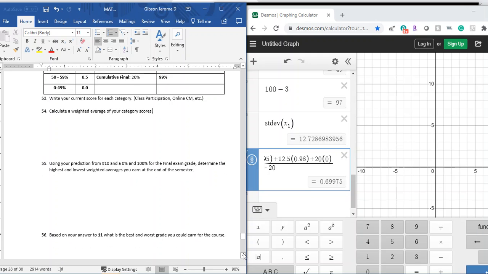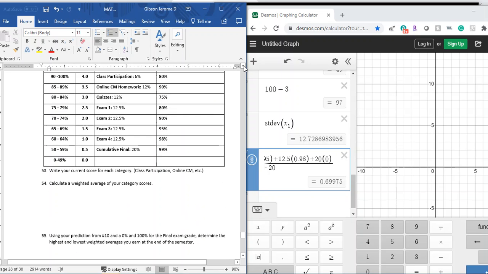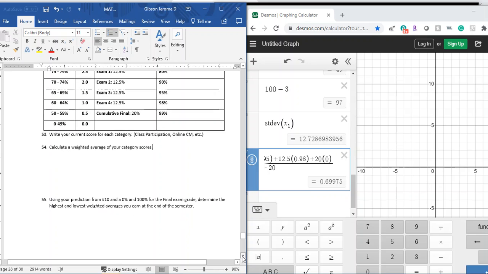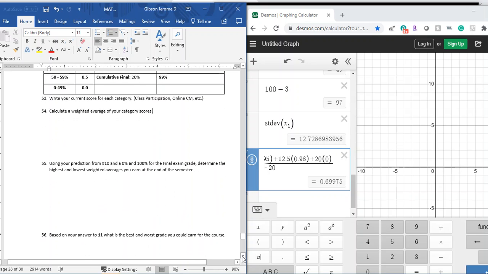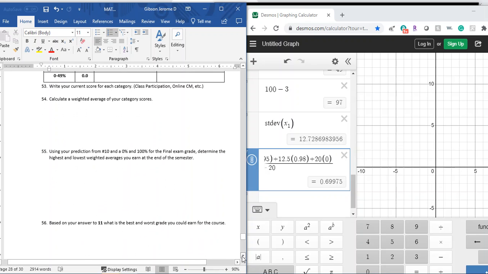or 69.98. That's really close to a 70%. So that would be a 2.0. Wow. So that cut the grade in half. It does. That's scary. Like I have to do at least half on the final.